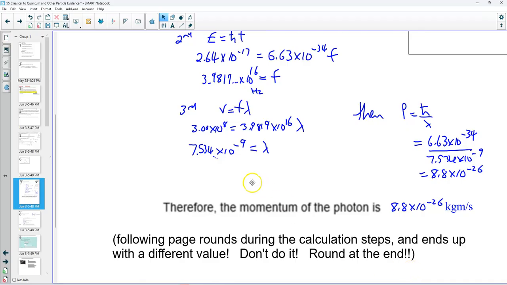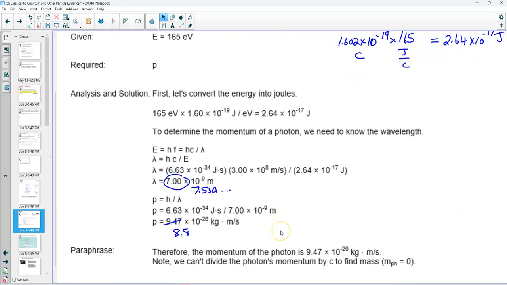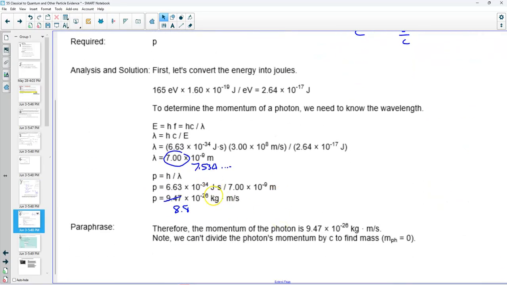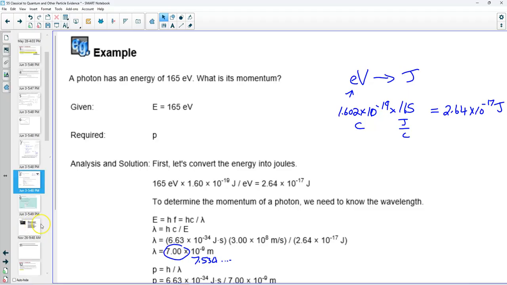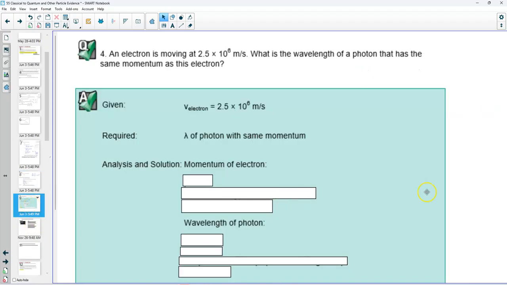So I kept digits all the way through and then rounded to 2 significant digits at the end. Just notice on the next page here, that's what you should do, right? Because otherwise here they rounded earlier and ended up with like 9.47. It's a mistake really they've made in that original material that I've adopted from, or worked from and modified.